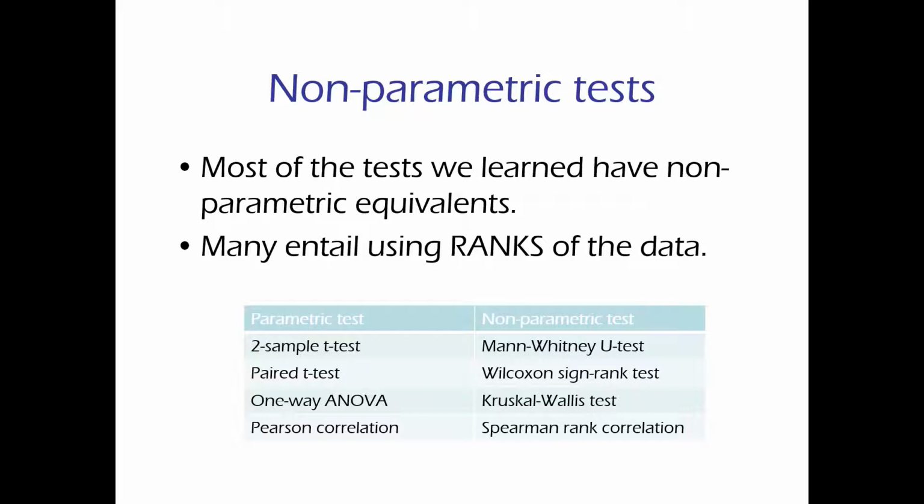Most of the hypothesis tests we learned in this class have non-parametric equivalents, which are listed in the table below. Many of these non-parametric tests use ranks of the data to do the comparison. For the scope of this class, you don't have to know all the details of the non-parametric test. You just need to know they can be used as a backup plan when the assumption of the parametric tests are not met.